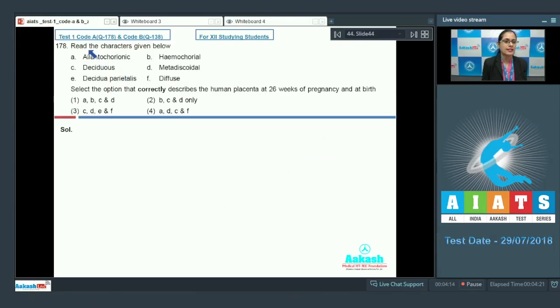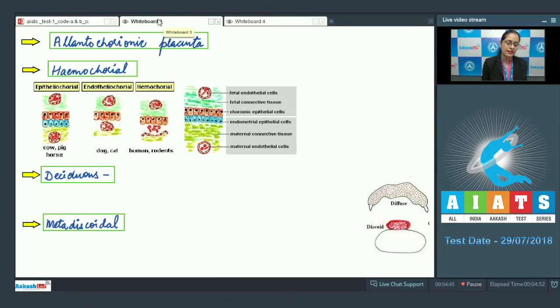Question number 178. Read the characters given below and select the option that correctly describes the human placenta at 26 weeks of pregnancy and at birth. So you have to find out the characteristic features of human placenta at 26 weeks of pregnancy and at birth. Now let's see the characteristic features of human placenta. The human placenta is allantochorionic placenta.